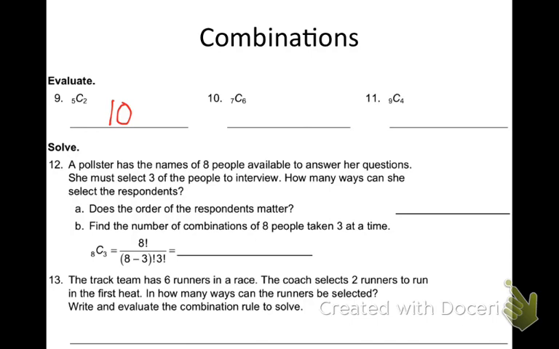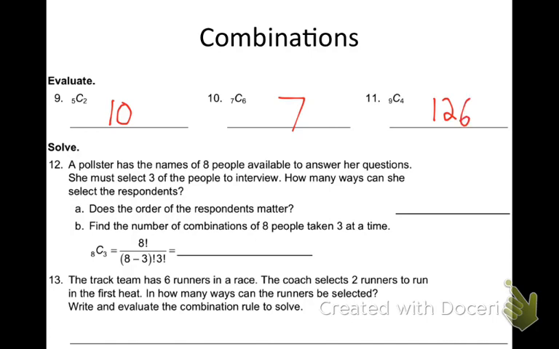What about number 10? 7 choosing 6. And 7 chooses 6, you get what, Mr. Stefaniak? 7. And number 11, 9 choosing 4 gets me what, Mr. Melody? 126.